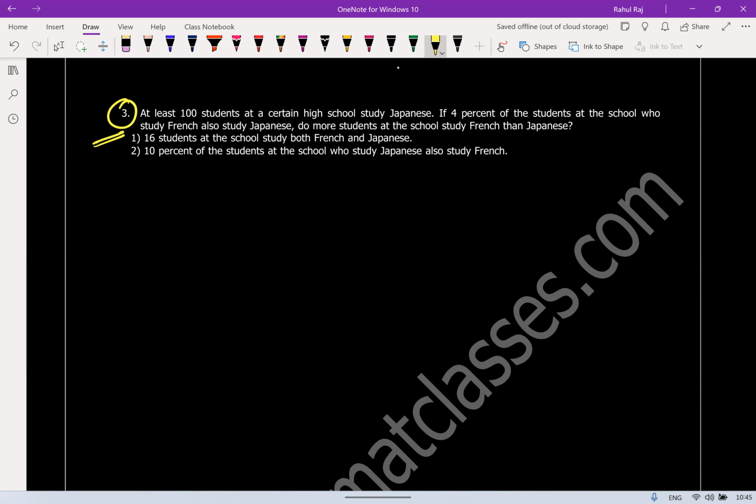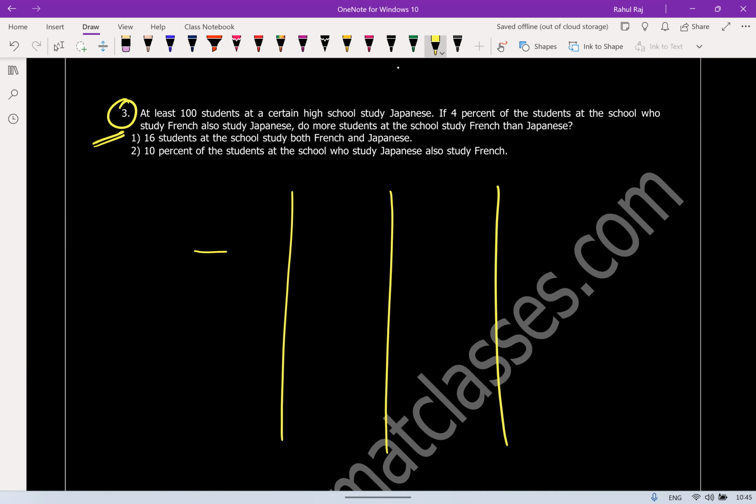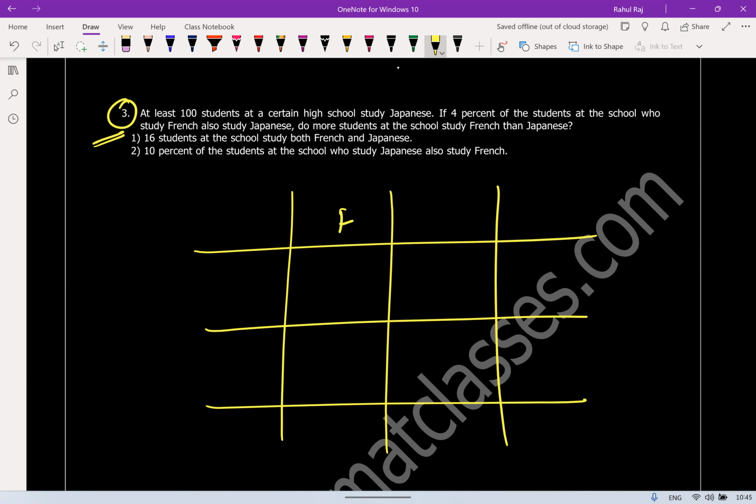So it says that at least 100 students at a certain high school study Japanese. If 4% of the students at the school who study French also study Japanese, more students study French than Japanese. So the question is all about French and Japanese. Let's say this is French, this is not French, and this is Japanese, this is not Japanese.